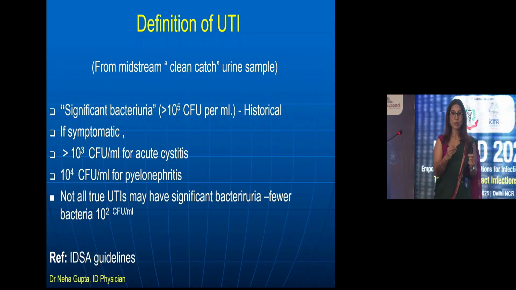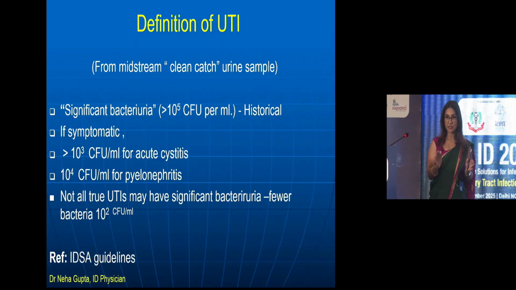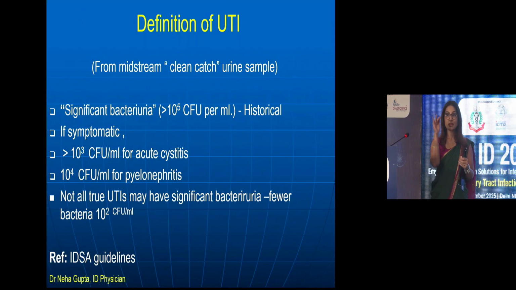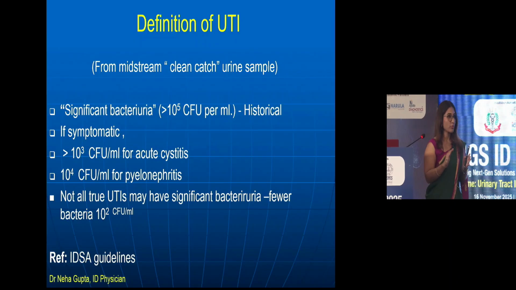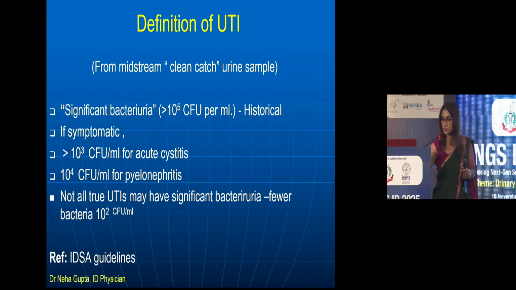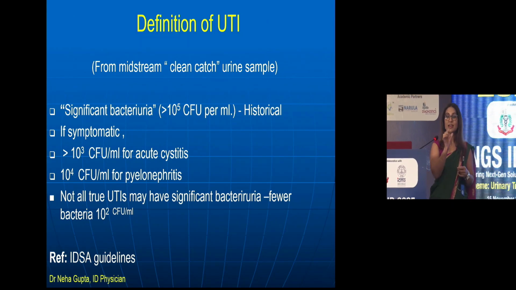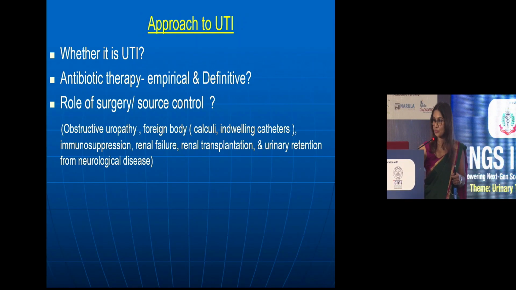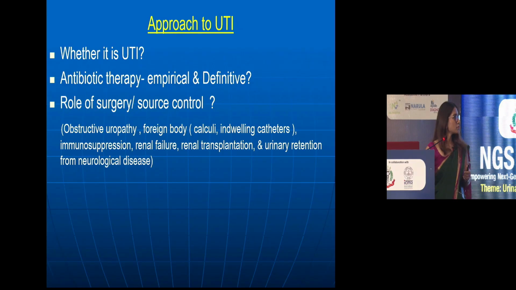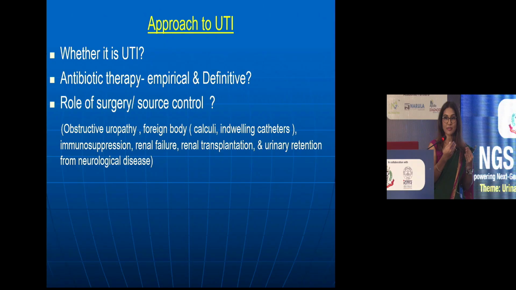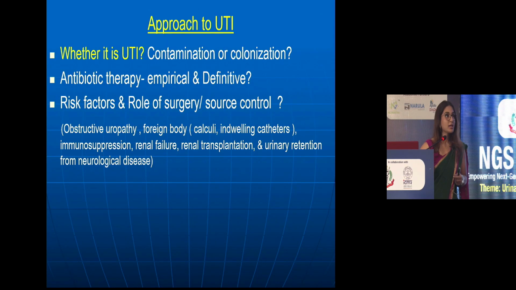Now, we must also remember that these are classic definitions, but if the patient has received antibiotics, then there can be a non-significant colony count, and then we have to clinically correlate whether it is a UTI or not. For a catheter associated UTI, the significant colony count is 10 to the power of 3 colony forming units. So, the first approach is whether it's UTI or not, and then we are going to discuss the antibiotic therapy, then the role of surgery or source control.